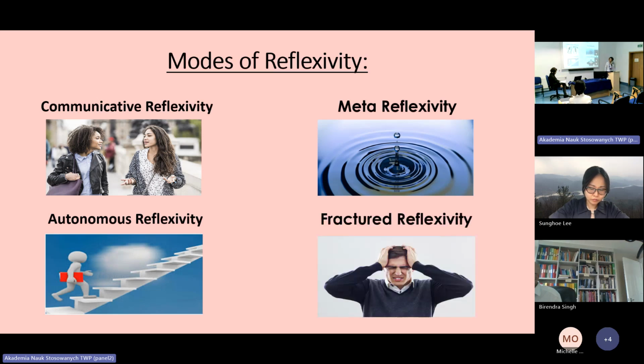Finally, Archer identified fractured reflexivity, which isn't really a mode of reflexivity as such. It's more what happens when reflexivity doesn't work. So if you think of times when you've had a decision to make and the more you've thought about it, the more you've felt distressed and disoriented and unable to make a decision, that's basically what is meant by fractured reflexivity.